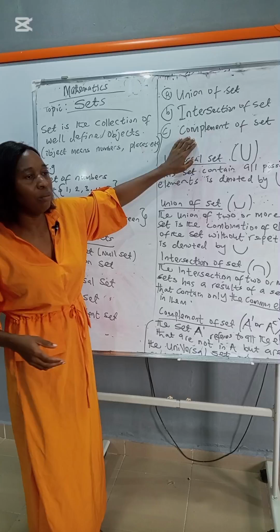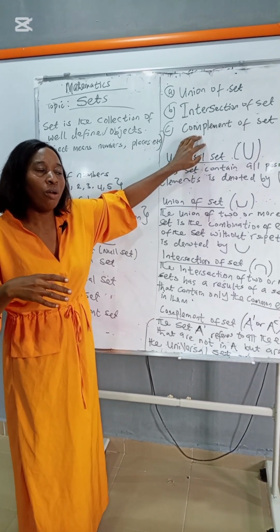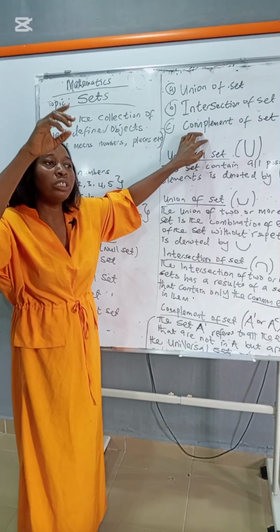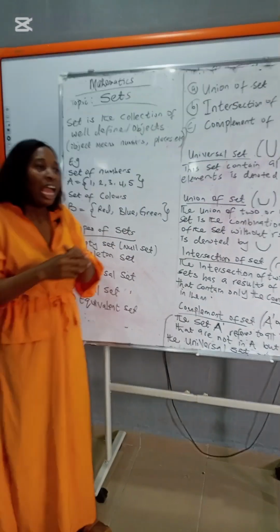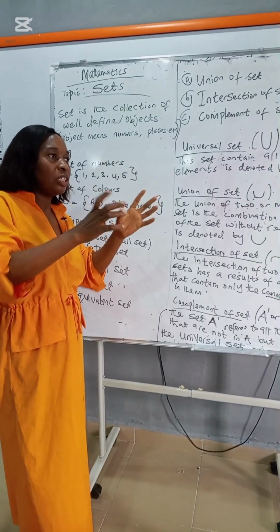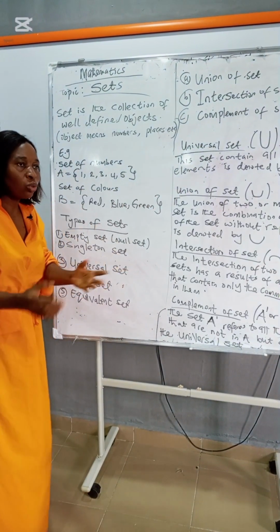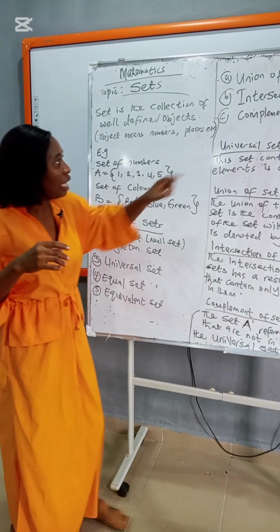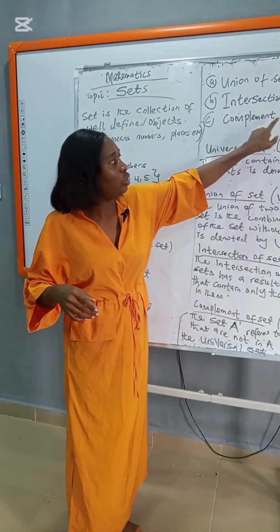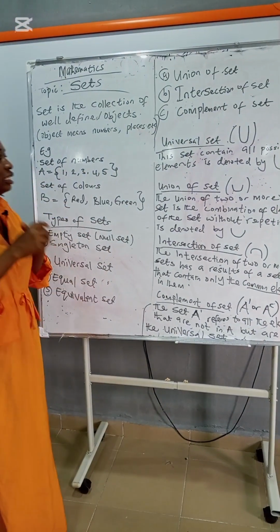Then we have complement. Complement of a set means elements that can be found in the universal set, but they are not found in a particular set. What it means is that you can find particular numbers or elements in the universal set, but when you come to a particular set, you cannot find them. Then we call that element the complement of a set. So now let's see what a universal set is.